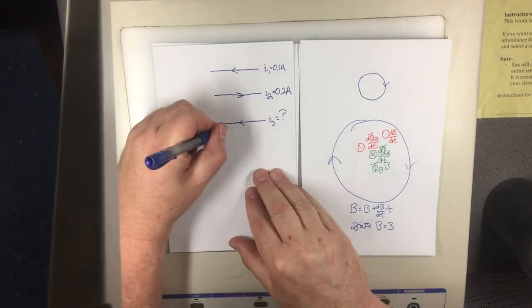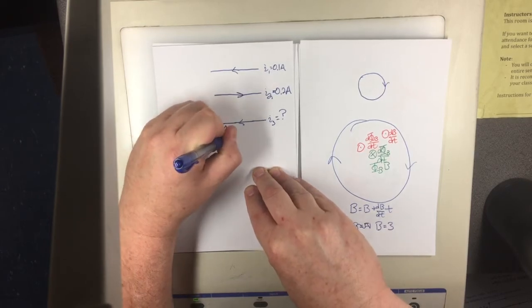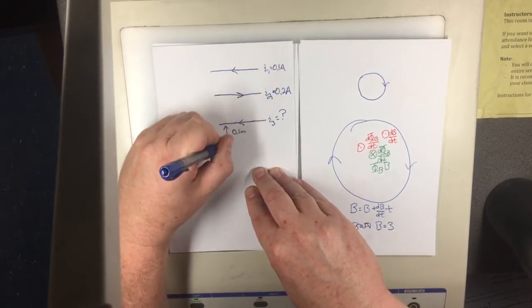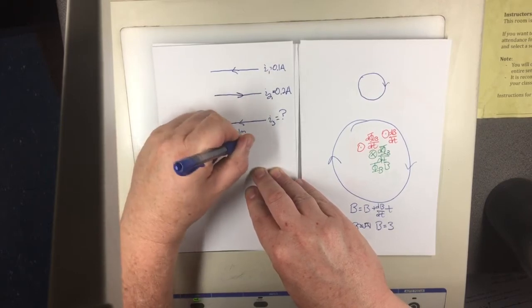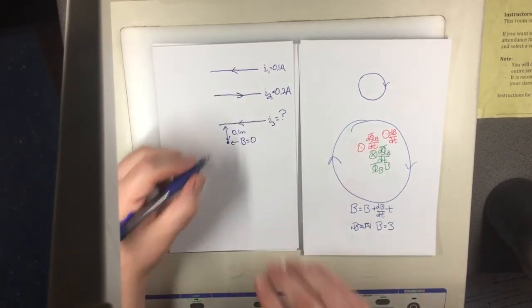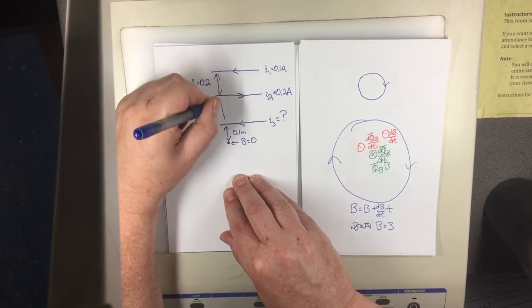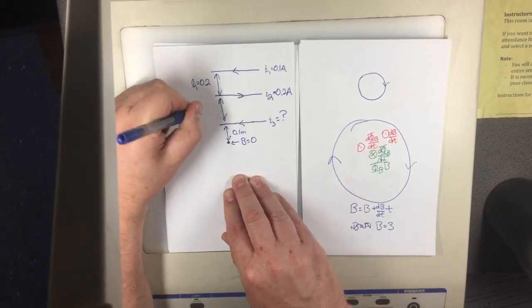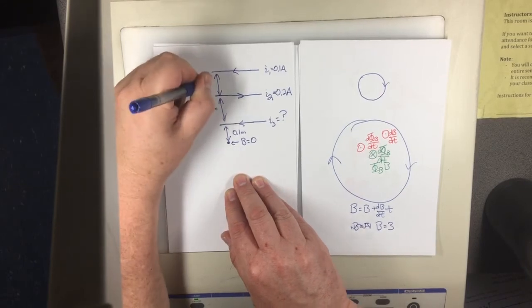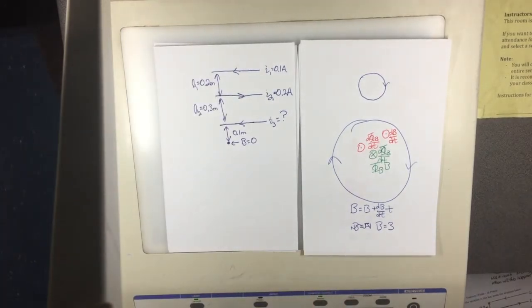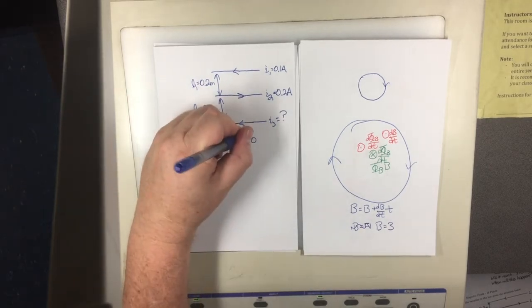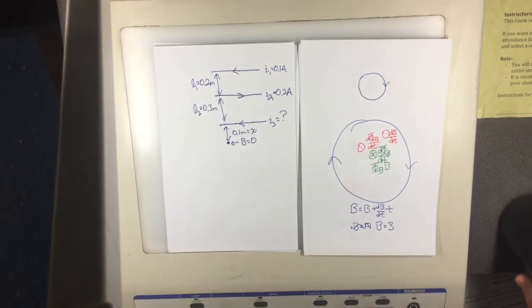I know for a fact that at a distance of 0.1 meters below, that particular point has a B field of 0. The distance there to there is L1, which is 0.2. The distance from there to there, L2, is 0.3. And in the problem, I call it X. So the first question is, what is the value of I3 such that the B field at that point is 0?